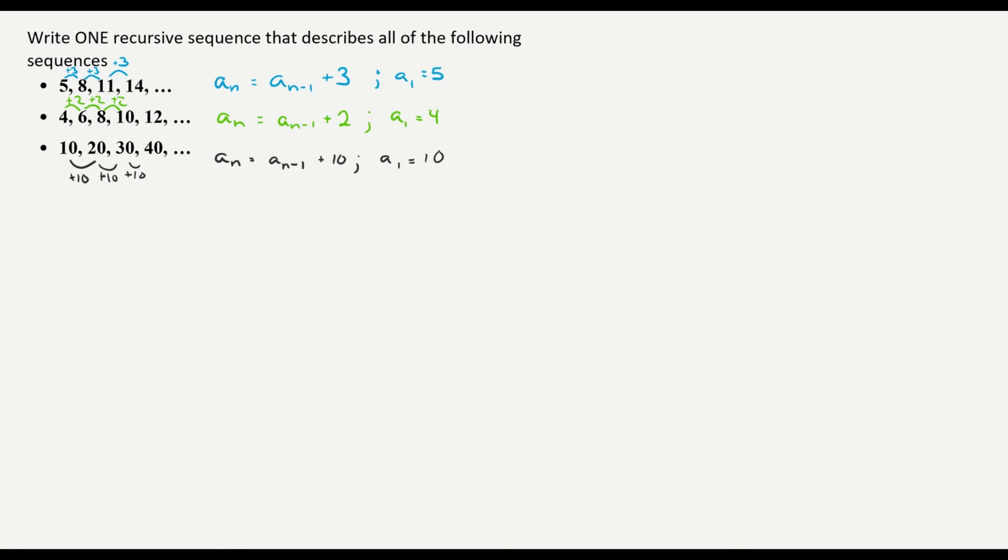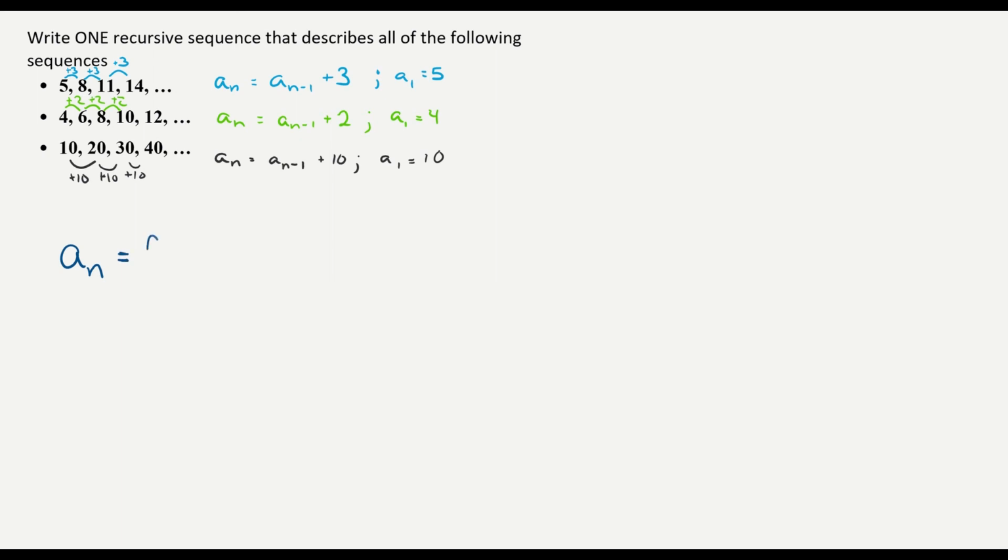Okay, so there, I wrote a recursive sequence for each of them, but they're all a little bit different. Can I find a way to write a single formula that describes all 3 of those? I can, and it does take a little bit of looking to figure it out. These are all called arithmetic sequences because I'm adding the same value each time to get to the next number. There is one type of recursive rule that can be written to describe an arithmetic sequence.